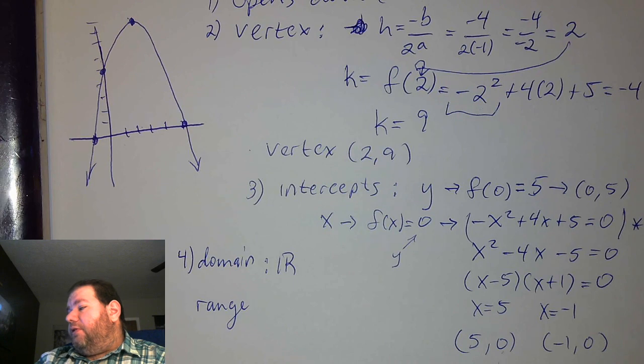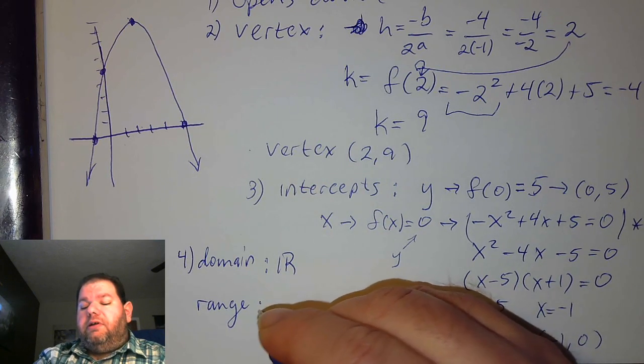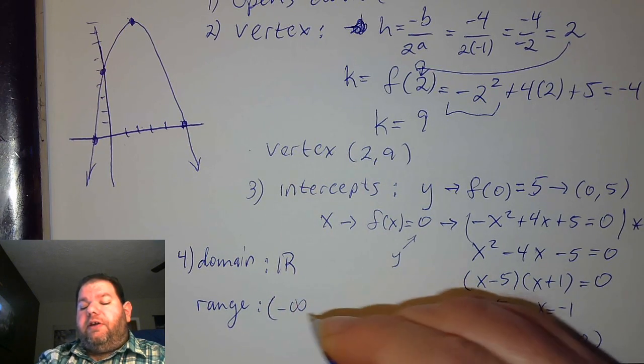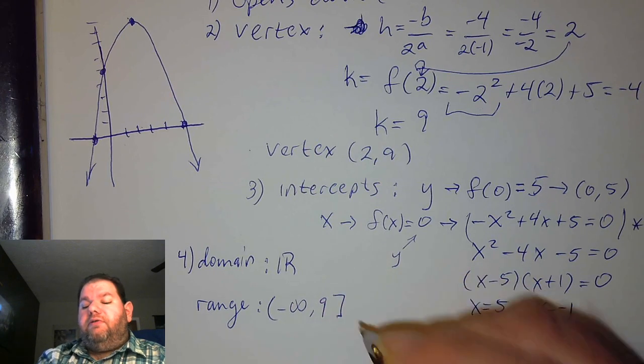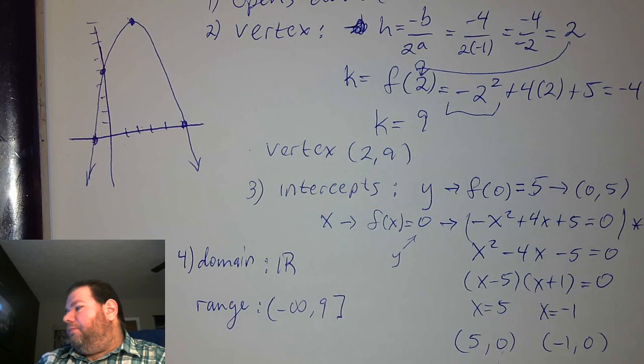And the range is 9, -infinity. Very close. You have the right numbers, so the only thing I would say on that range is make sure you put the low number first. So I just switched that around. So -infinity to 9. It seems nitpicky, but we always go low to high whenever we express domain and range.